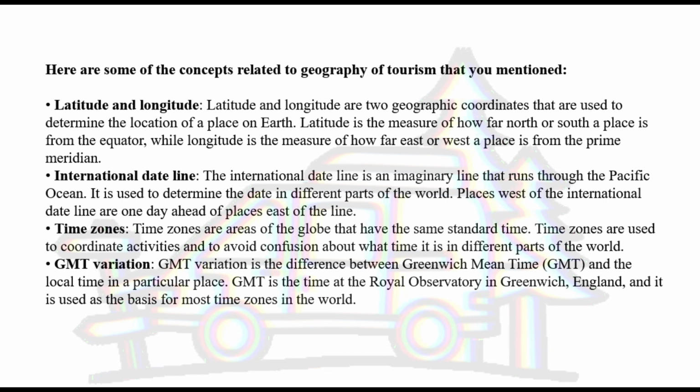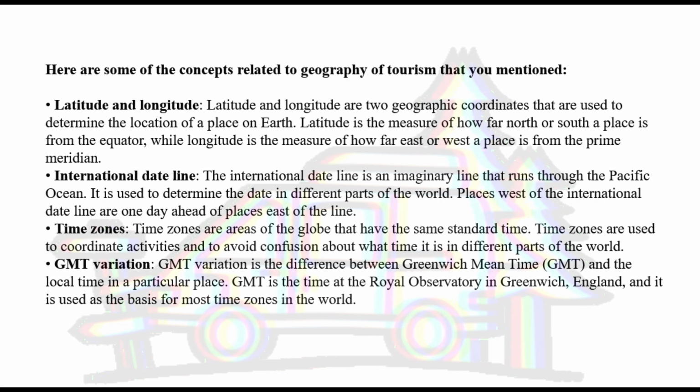Here are some of the concepts related to geography of tourism that you mentioned. Latitude and longitude. Latitude and longitude are two geographic coordinates that are used to determine the location of a place on Earth. Latitude is the measure of how far north or south a place is from the equator, while longitude is the measure of how far east or west a place is from the prime meridian.